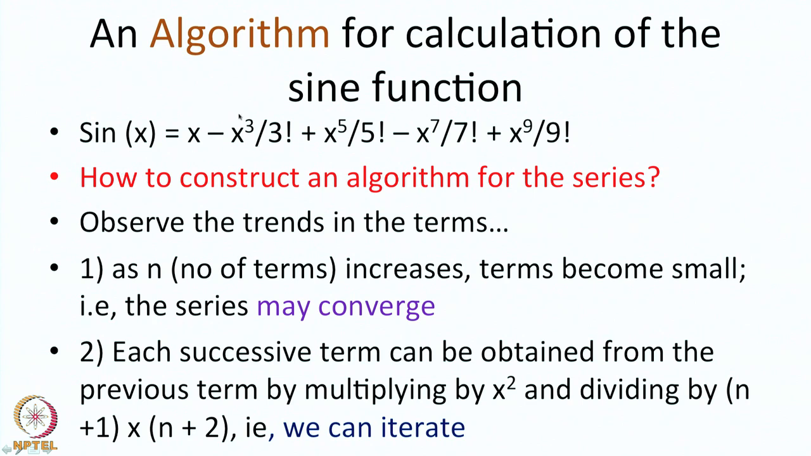For example, x to the 3rd power, next one is x to the 5th power, and the denominator has a factorial which is 2 numbers greater than the previous number. So, we already discussed that this is a convergent series. The word convergence is very crucial in computation, because convergence means a sum of terms reaches a finite value.